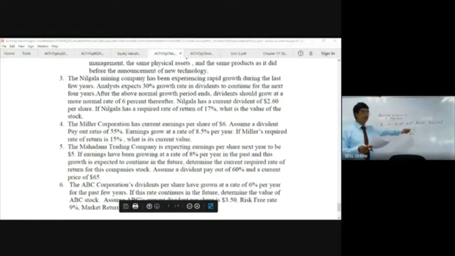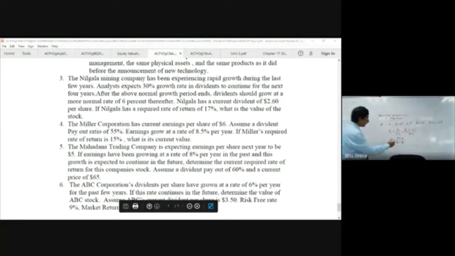Now this is the important thing, right? So replace D1 with this particular statement, E1 into 1 minus b. So what is E1? It is 5. 1 minus b is 0.6, divided by k minus g. We don't know k. g is 0.08. And on this side, P0 is given as 65. Now this is the equation.